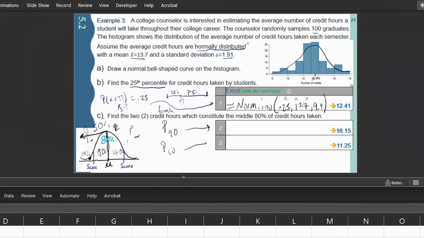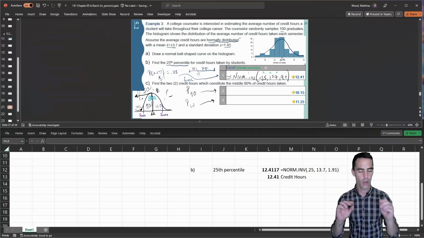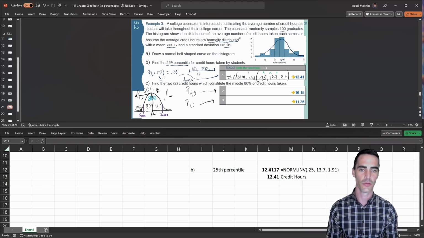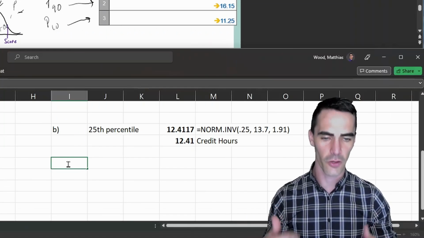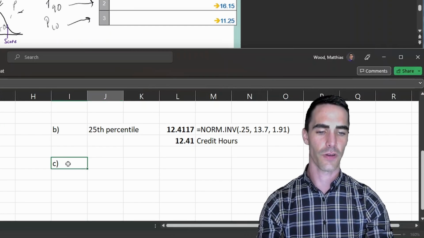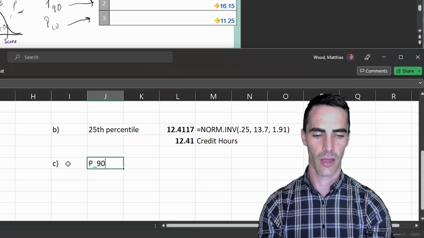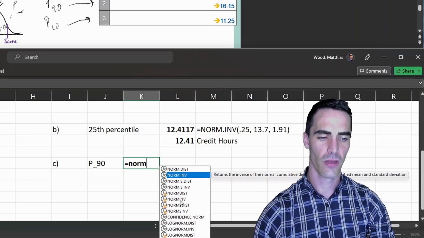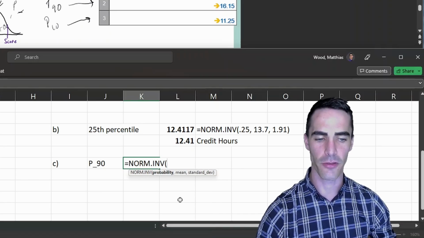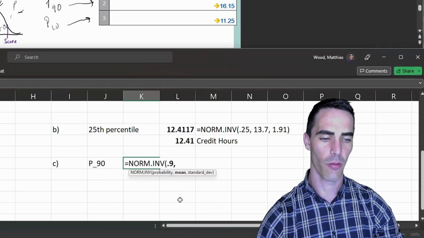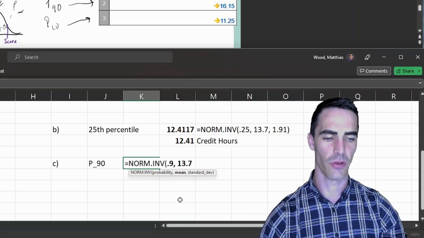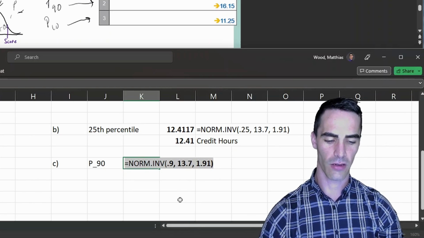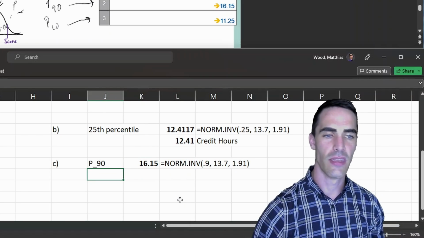Whenever you're doing these inverse problems, or they want to know what credit score, always try to think of it in terms of percentiles, because once you get to percentiles, then you can compute the probability. So now if I go over to Excel, I have 2 functions to compute. I have P sub 90 for the 90th percentile, equals norm.inverse. I can highlight and hit tab, or you can just click it. That should be 0.9 for the probability that we're interested in. The mean is 13.7. The standard deviation is 1.91. I close it off, and that'll give me my 90th percentile.